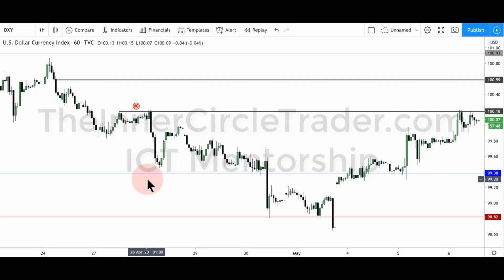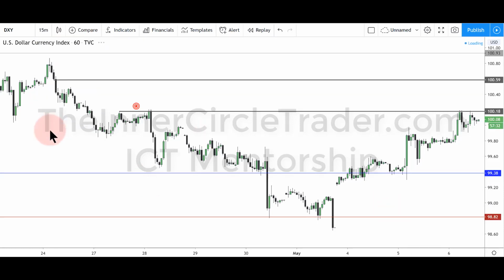Don't do it. Paper trade it, demo trade if you feel like you want to, but it's better for you to exercise discipline and not do it at all, and only look at what it's done from a spectator standpoint, not a participator. And let's go into the 15-minute time frame for dollar.